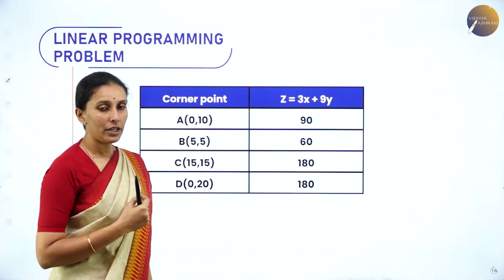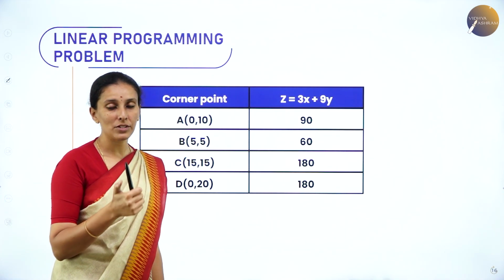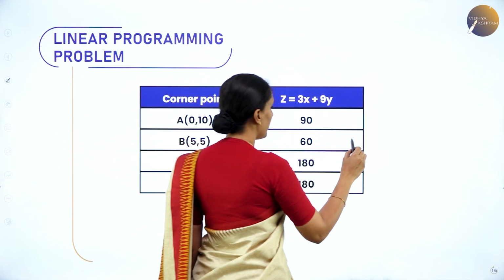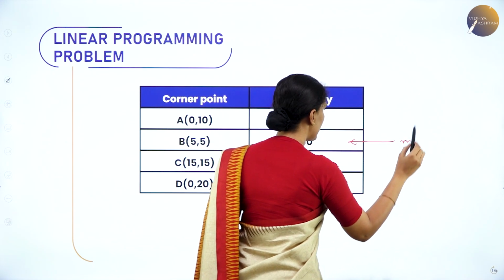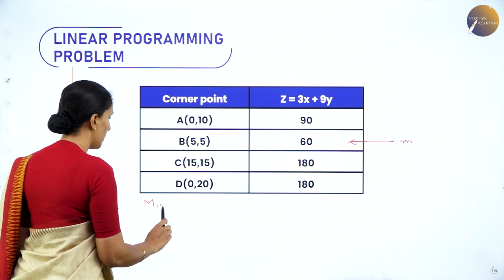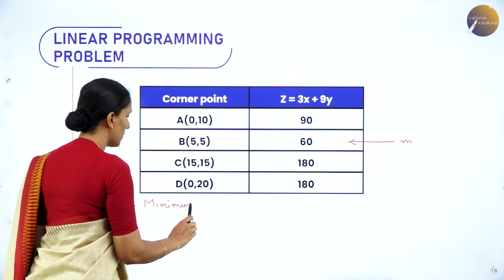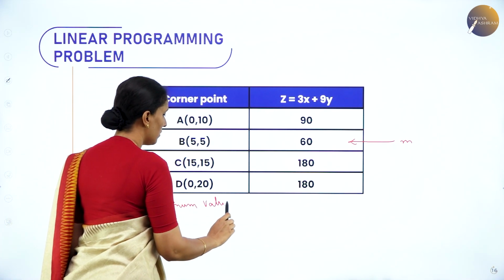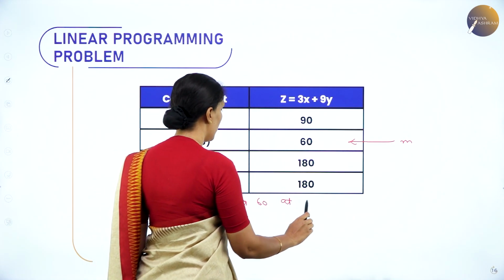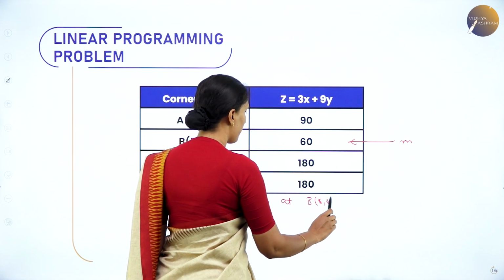Now we need to find both the maximum as well as the minimum value. Clearly from the table, the minimum value of z is 60. So we will write: minimum value is 60 at B 5, 5.